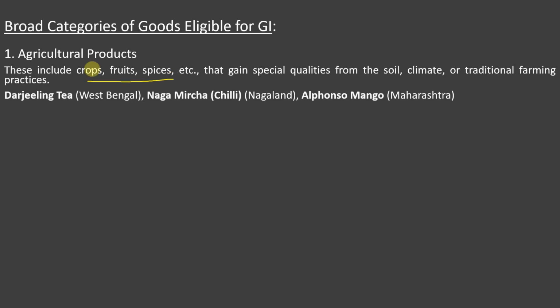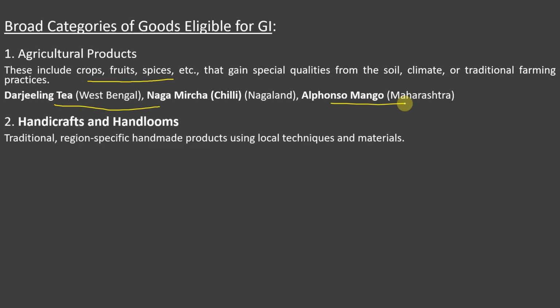These are the agricultural products which got a GI tag: the Darjeeling tea of West Bengal, Naga Mircha of Nagaland, Alphonso mango of Maharashtra. A GI tag is a symbol or mark that a product gets after registering under the geographical indication.